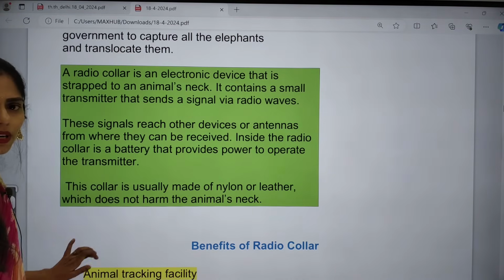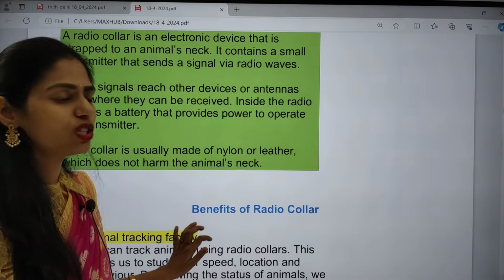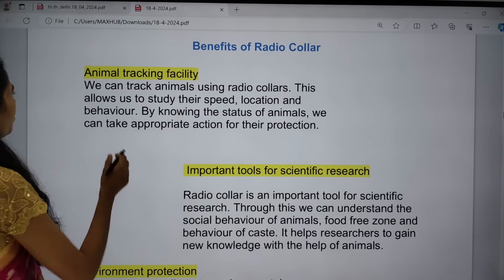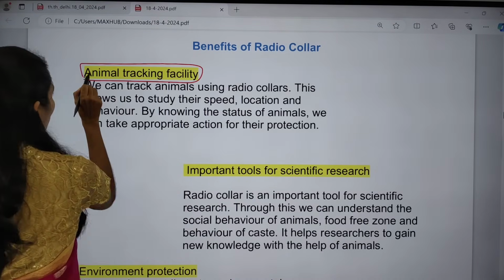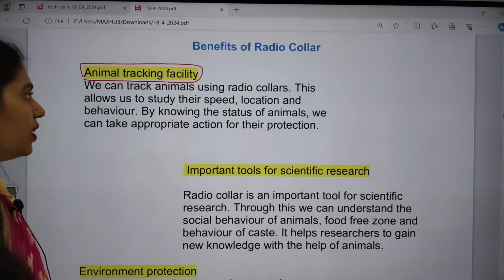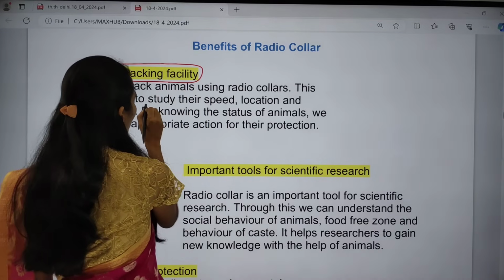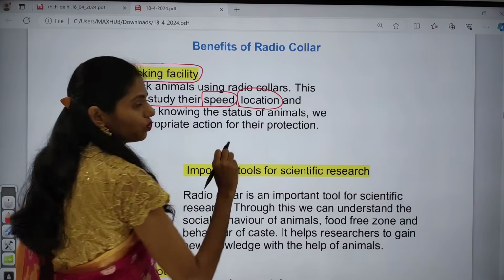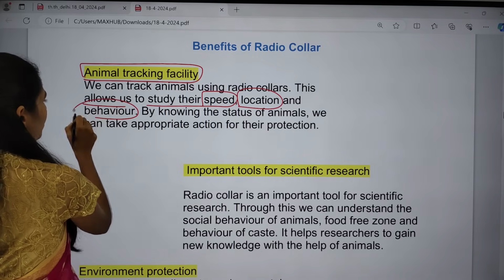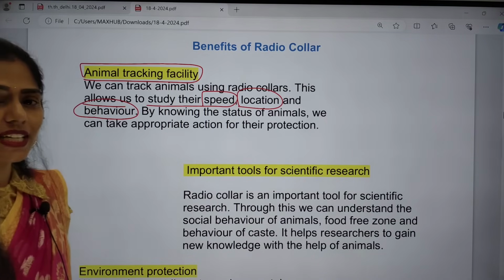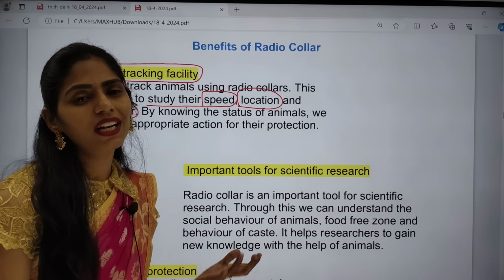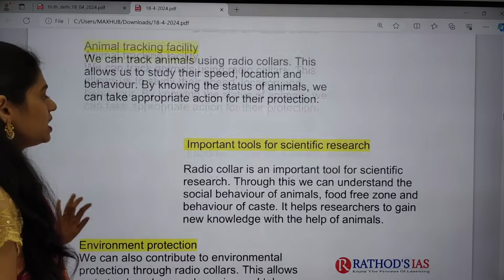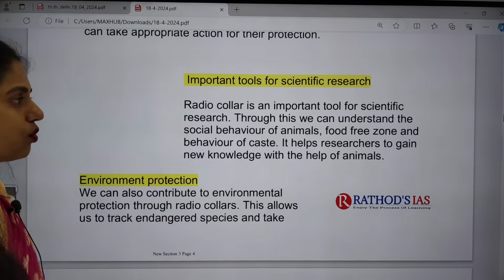Now let us dig deeper and see what the advantages of this radio collar are. If you are using these radio collars, it will be very helpful for tracking animals. We can track animals and also study their speed, see their location, where they are present exactly, and even their behavior. Whenever we know the status of animals, we can take appropriate action to prevent any violence or any trouble. Correct?